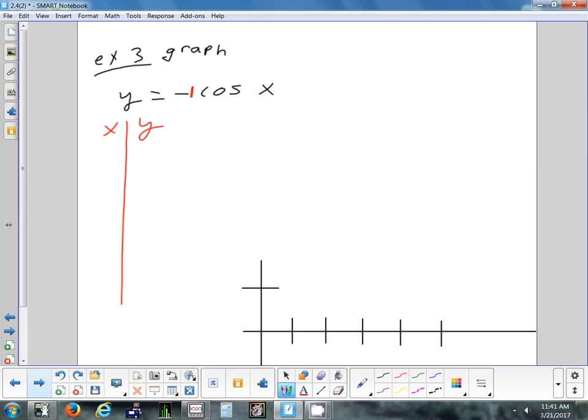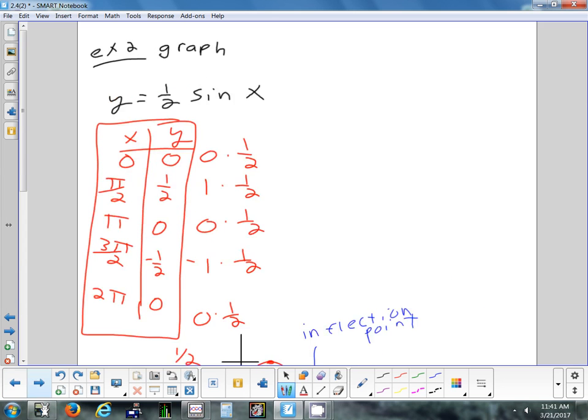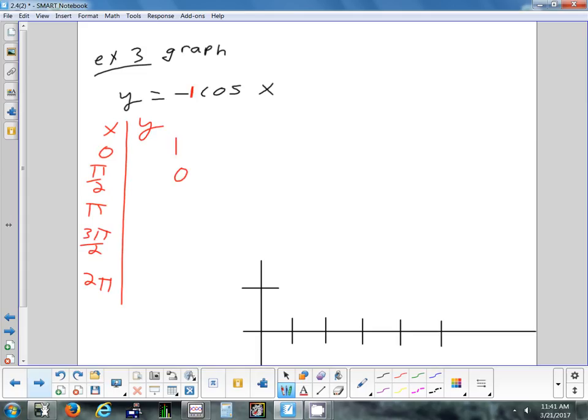Just like the last problem, your x's stay the same. We already have the original y values from cosine from an earlier problem we did: 1, 0, negative 1, 0, 1. And now I'm going to multiply all of those by negative 1. So we get negative 1, 0, 1, 0, negative 1.